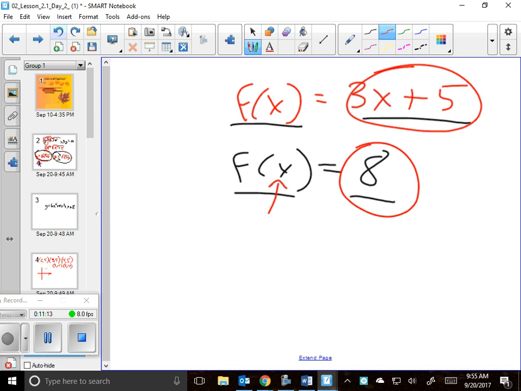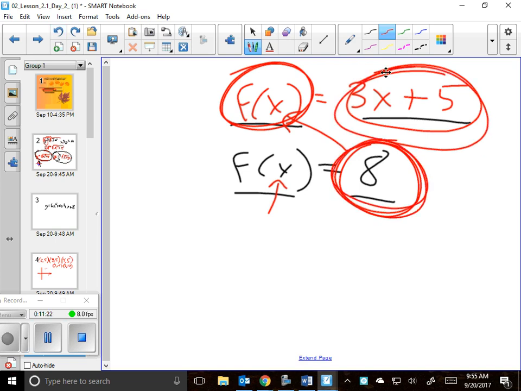So again, I could think of this two ways. I could take this 8 and stick it in right there for f of x, or I could just say that's equal to that. 3x plus 5 equals 8. Subtract 5 from both sides. 3x equals 3. X equals 1.